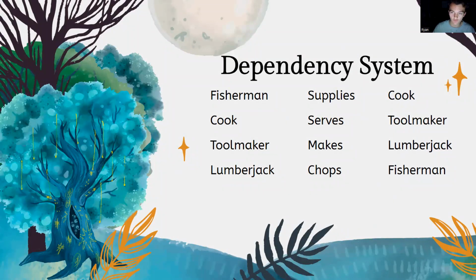So a fisherman would supply a cook with fish, of course, and then the cook might serve a tool maker. The tool maker would then make different tools like axes or saws for the lumberjack, right? And so the lumberjack would then take that wood that he's collected and chop it and make a fishing pole and then give it to the fisherman. So it all works like a full circle.